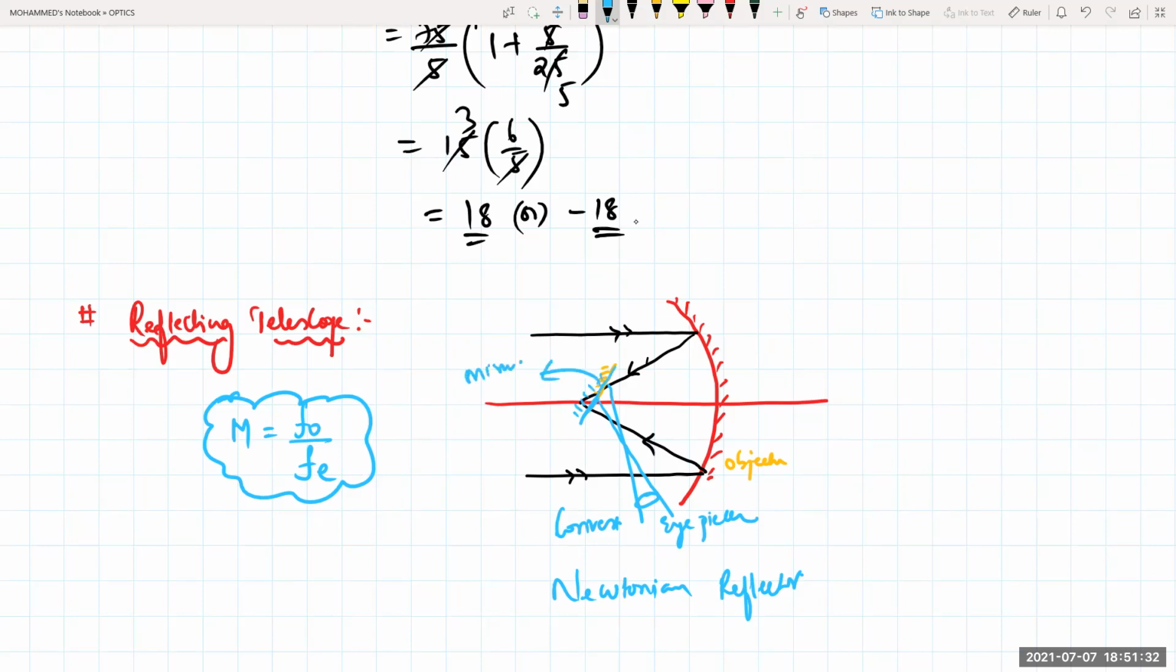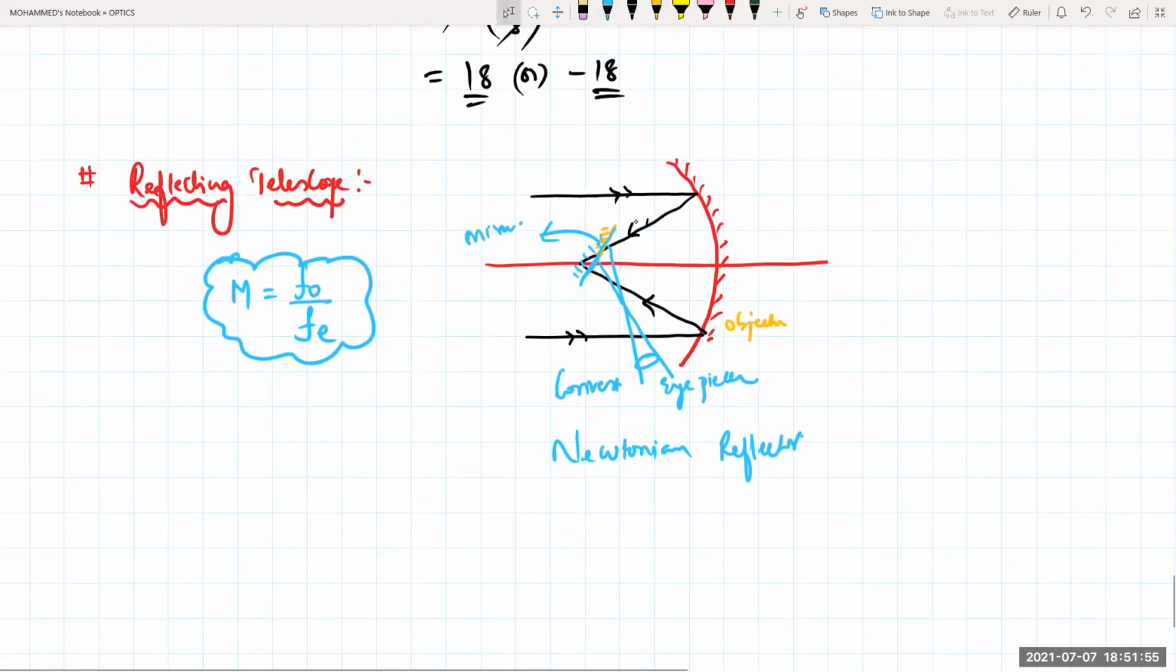Before the reflected rays, the light will be forming a real image. If this mirror had not been placed here, the image would be real, inverted and diminished. In order to make the image visible, we are keeping a plane mirror, and those reflected rays are converged with the help of your convex lens. So simplifying the given conditions, this will be the basic relation you need to remember.